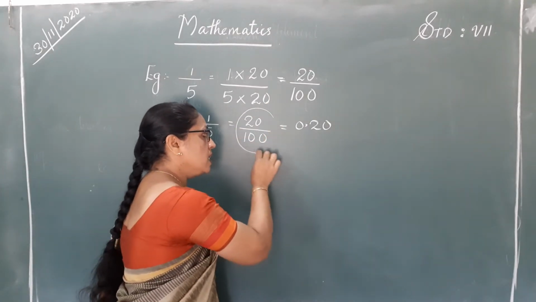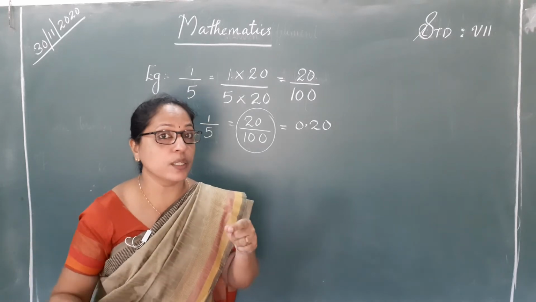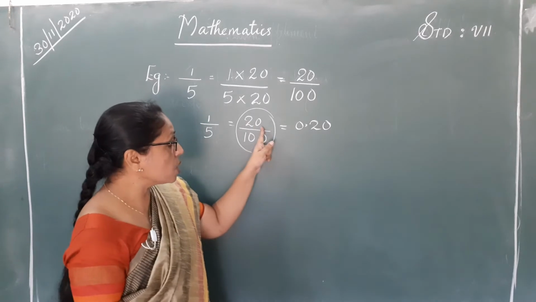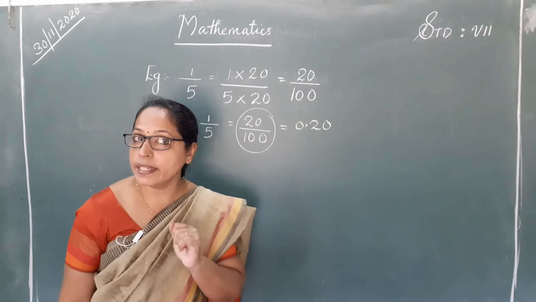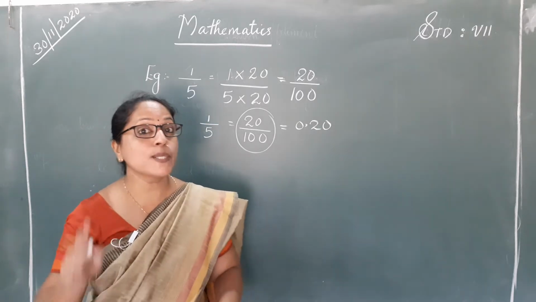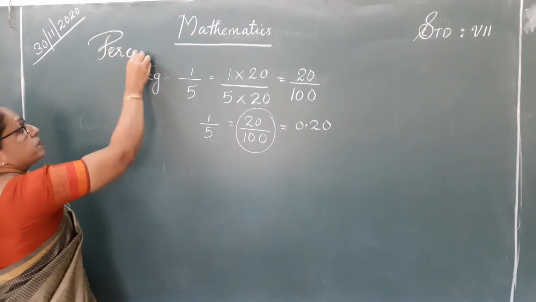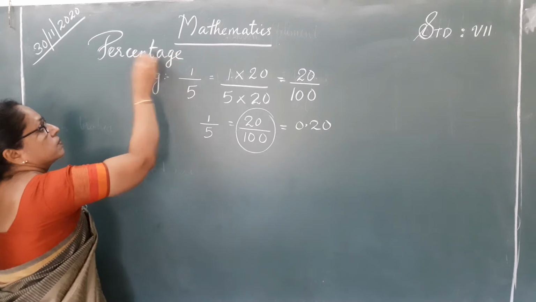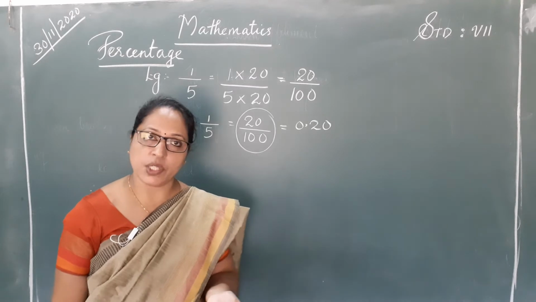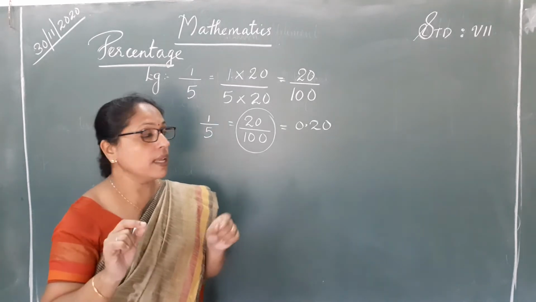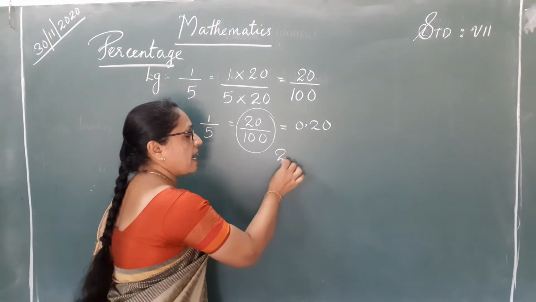Now we are going to learn what we call a fraction with the denominator 100. That's the new concept you are going to learn. A fraction with the denominator 100 is known as, any idea? It's known as percentage. So we are learning the concept percentage. So what is percentage? Percentage is a fraction, not all fractions, but a fraction with the denominator 100.